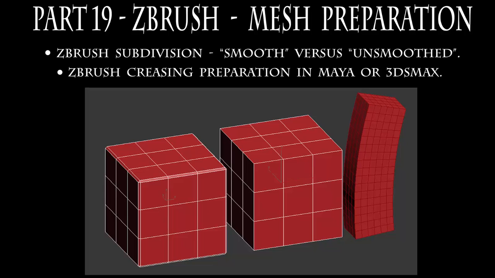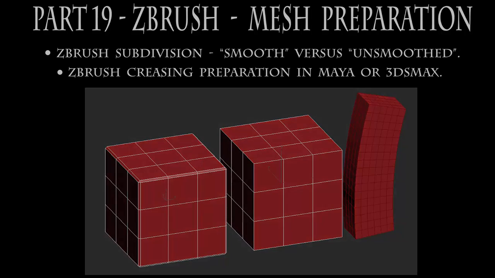In this video, I will demonstrate the importance of mesh preparation for ZBrush and how it can ensure the best result for evenly distributed detail throughout your sculpting process, as well as when to smooth or not to smooth when subdividing meshes in ZBrush. Additionally, the power of edge creasing and how it can be set up within 3ds Max or Maya and then transferred into ZBrush to enhance your mesh creation speed and quality will be covered.